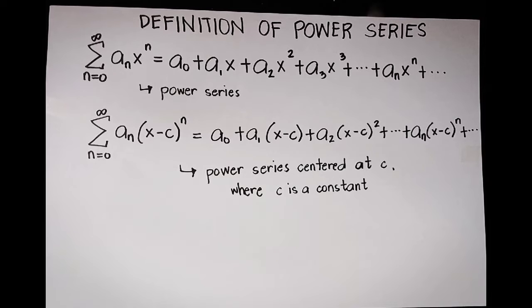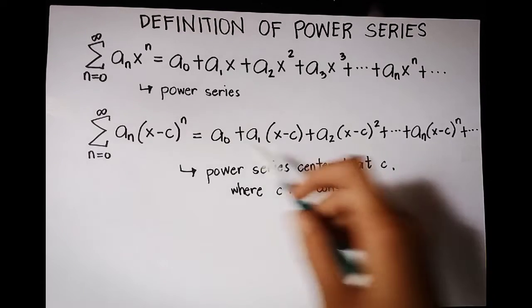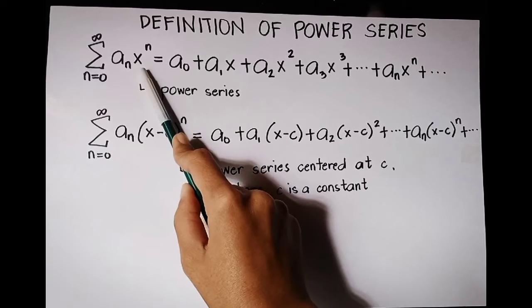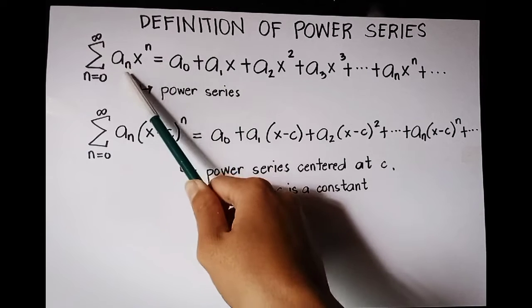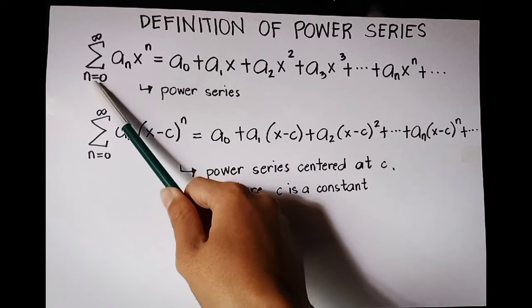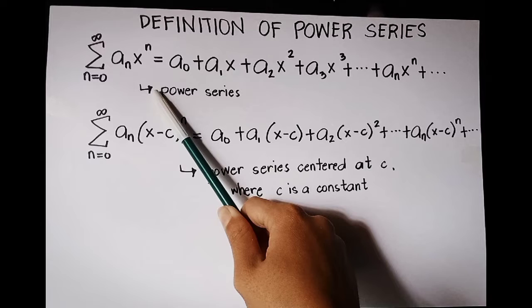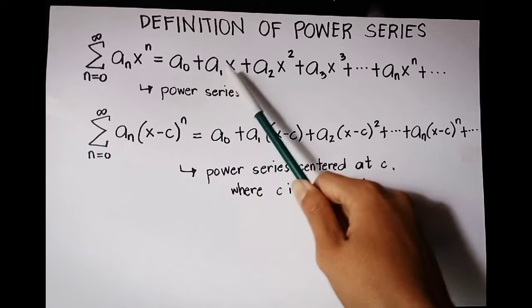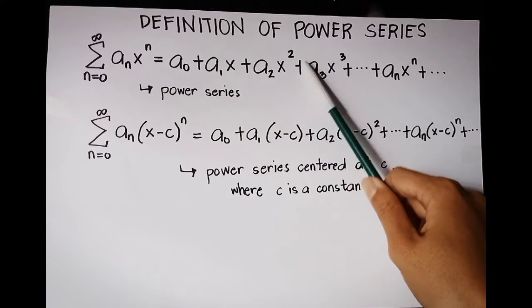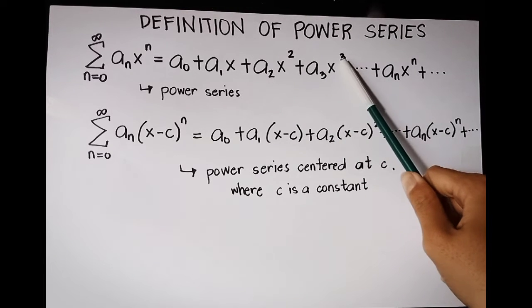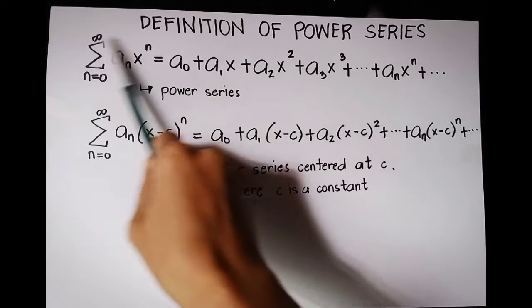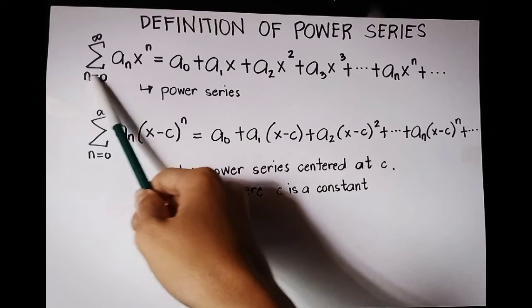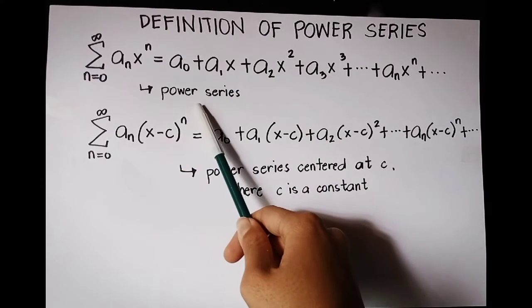Now, in the definition of power series, if x here is a variable, then an infinite series of the form summation of a_n x^n as n equals 0 goes to infinity equals a_0 plus a_1 x plus a_2 x squared plus a_3 x cubed plus until a_n x^n and so on to infinity. This whole form is called a power series.